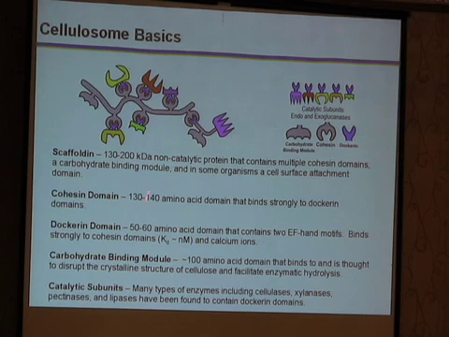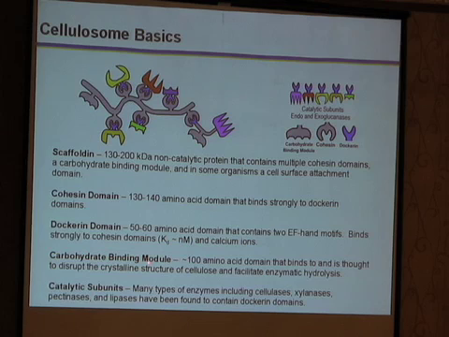The cohesin domain is a little over 100 amino acid domain that binds strongly to Dockerin domains. And the Dockerin domains are modules that are on the enzymes. And so these are 50 to 60 amino acids. And they allow the enzymes to dock onto the scaffolding, which is a carbohydrate module.